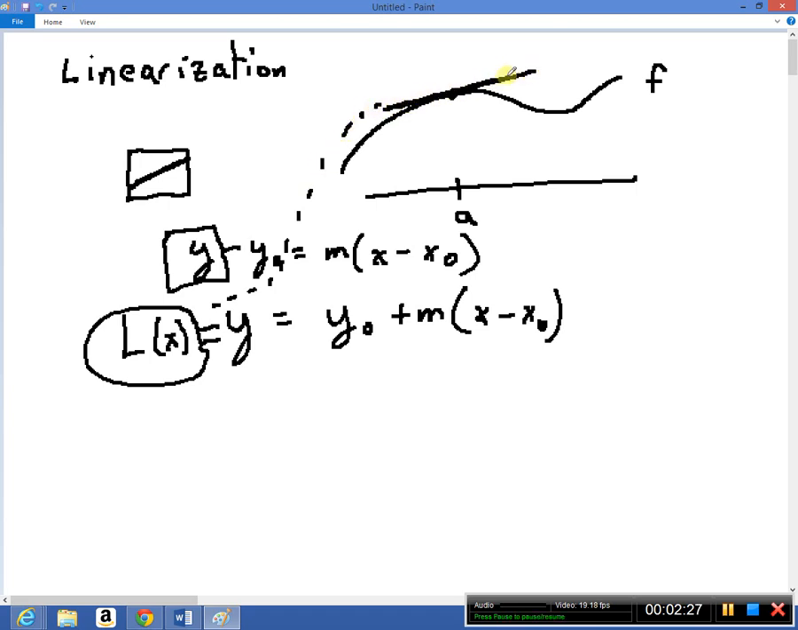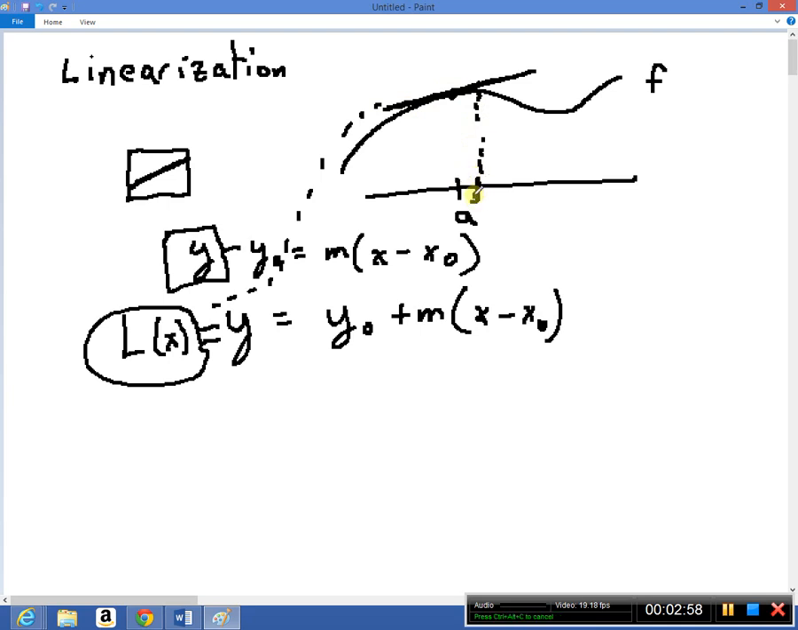Now, what good is all that? Well, for example, if you wanted to approximate this function f, maybe because you don't have a good formula for it, maybe it's invisible for some reason. If you wanted to approximate the value of the function at some point near a, you don't know what the value of the function is. Well, what if you just go up to the line? Going up to the line is almost as good as going up to the curve, as long as the point that you're picking is close to A.